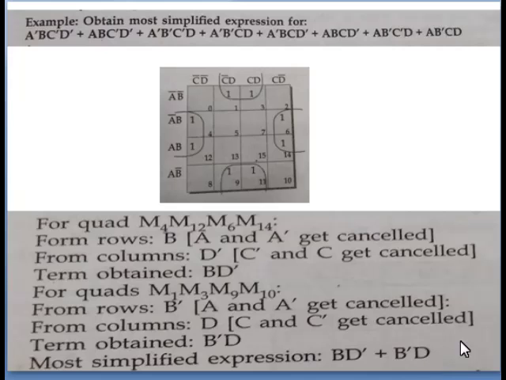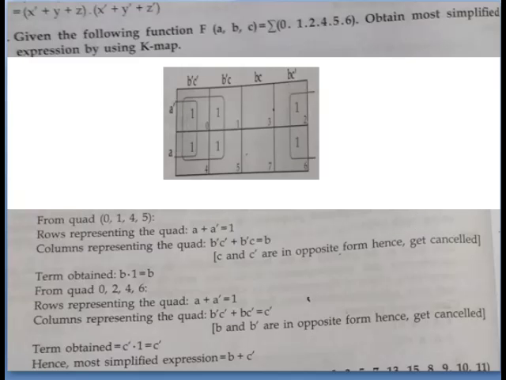The next question is, given the following function f of ABC, so you have to draw a 3 variable K map, and these are the cell numbers. Sigma is there, therefore it is a sum of product expression. Obtain the most simplified expression by using K map. So for 3 variables, you have to draw the K map and mark the cells and put the ones, the cell numbers 0, 1, 2, 4, 5 and 6.